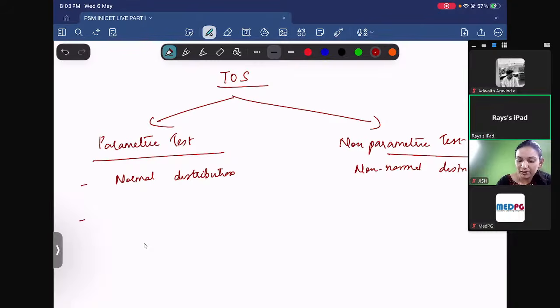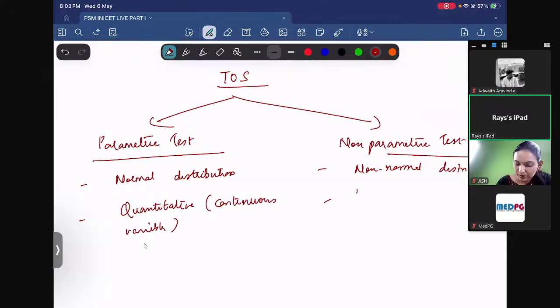Usually the type of data in parametric is quantitative, or you get continuous variables. What's a continuous variable? Your height, weight, blood pressure. These are all continuous variables. For that kind of data, you go for a parametric test.